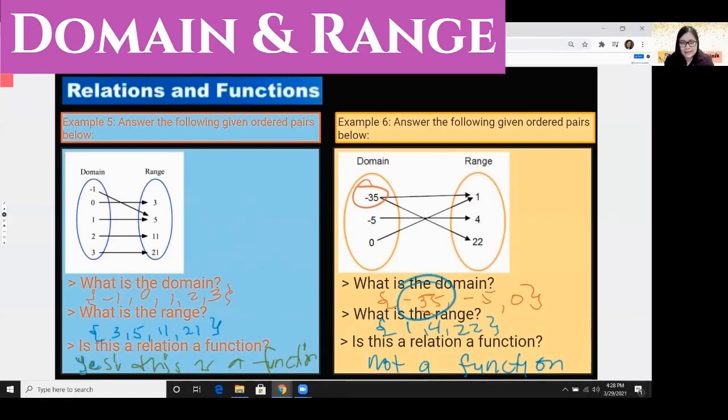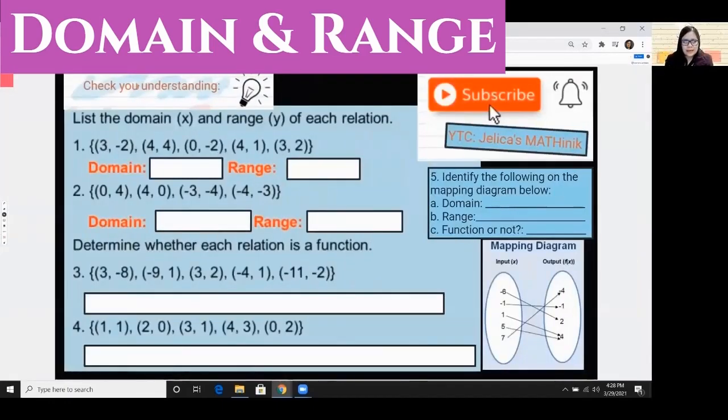And then we have slide 6. Of course, we believe in the saying that there's no retention in learning math without application. So if you want to answer this part of the video, you may pause it, and when you're done, we may continue. Just try to answer it on your own. You will identify the domain and the range. And then in part 2, you will determine whether the given relation is a function or not. And then in number 5, we will identify the domain, the range, and the function given a mapping diagram. So I hope you've learned how to identify the domain and the range given an ordered pair and mapping diagram, and how to tell if the given relation is a function or not.